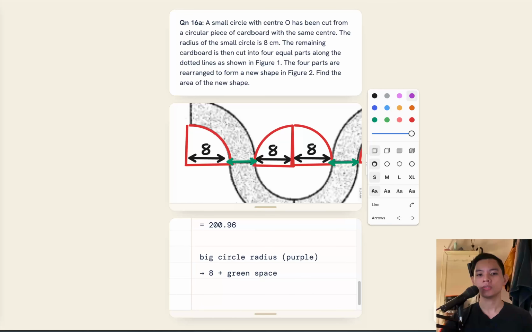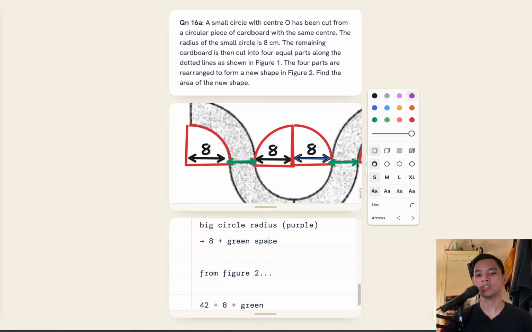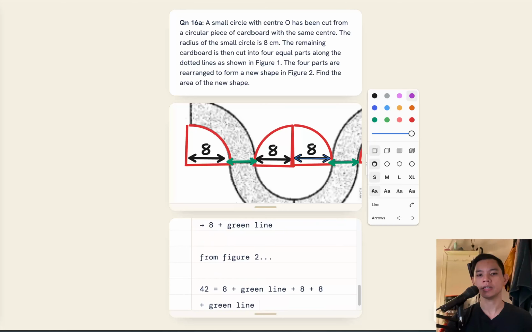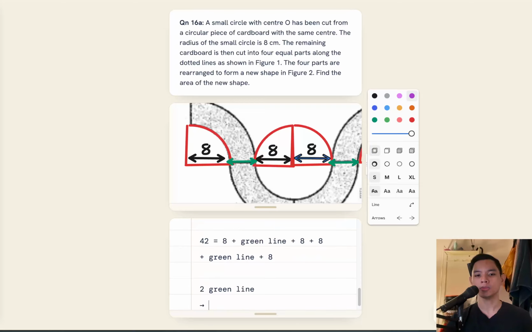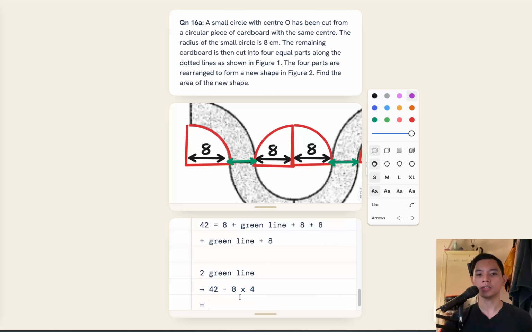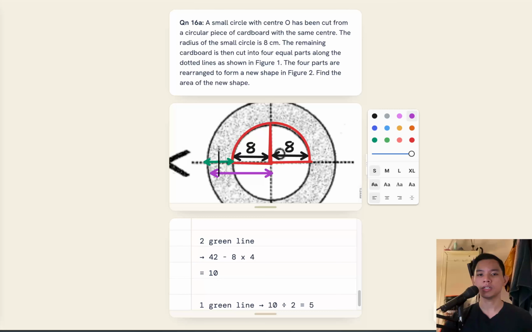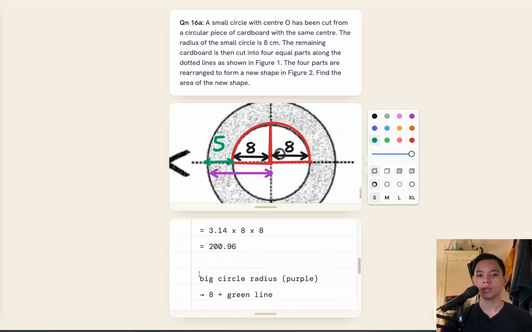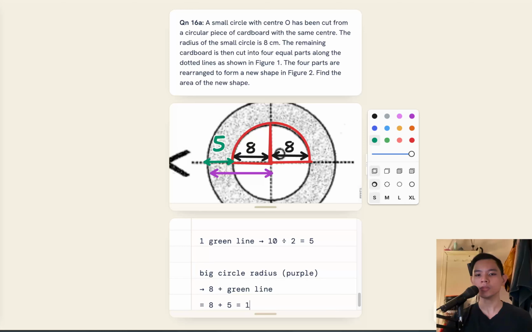So the green space, so from figure 2, 42 is equal to 8 plus green line, I would say green line, plus 8 plus 8 plus green line plus 8. So essentially, 2 green lines is equal to 42 minus 8 times 4. And in this case, it will be 10. So 1 green line will then be equal to 10 divided by 2, and this will be 5. Since we know the green line is 5, then we can find the big circle radius, which is 8 plus 5, which is 13 centimeters.